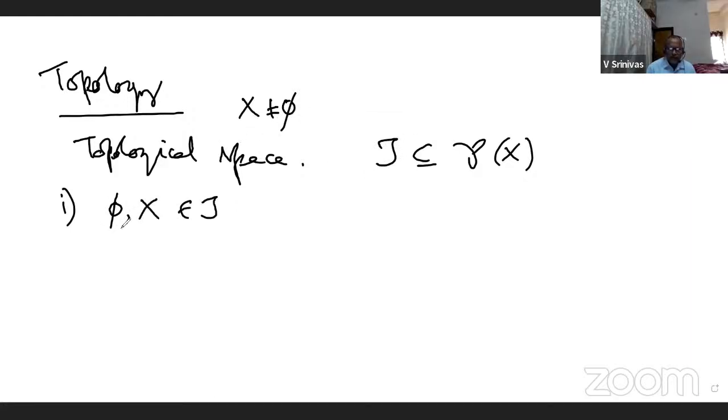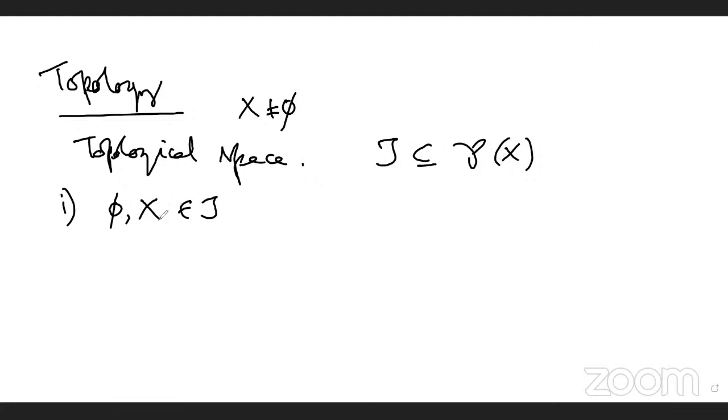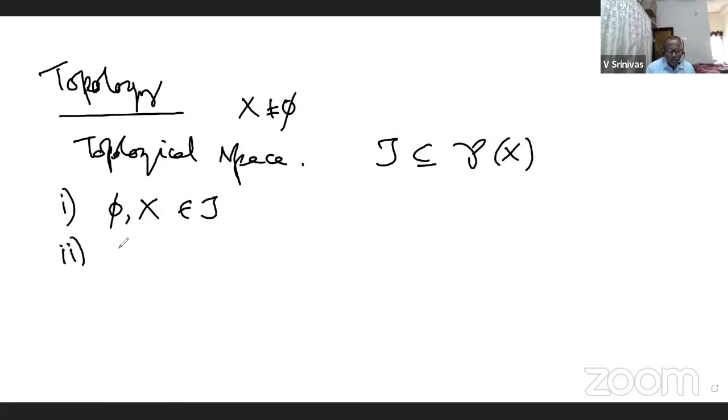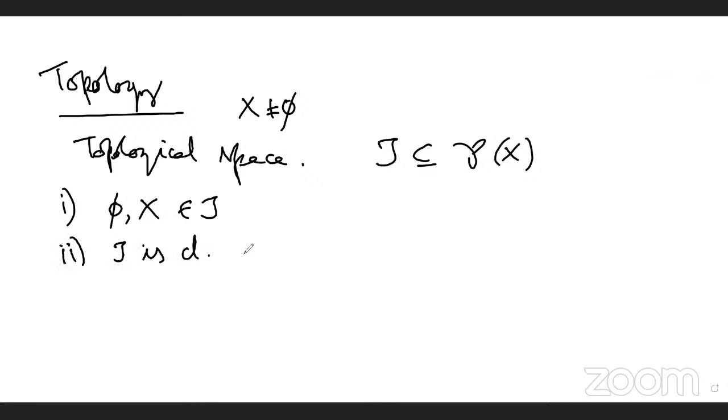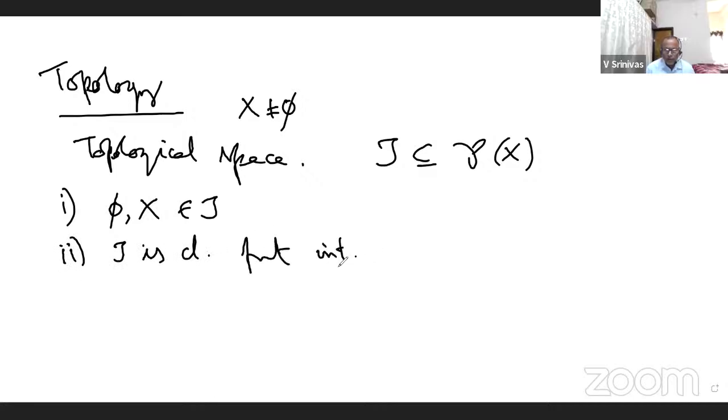X and phi are different. These two distinct sets must be elements in tau. Tau is a certain collection of subsets of X. Number two, tau must be closed under finite intersections. Okay, means if you take a finite number of entities from tau, their intersection must again be in tau. The intersection of G_i, i equal to 1 to n, must be in tau whenever these G_i's come from tau. This is what we mean by closed under finite intersections.